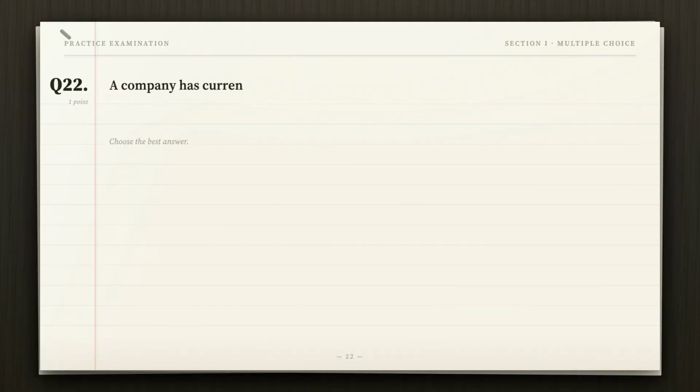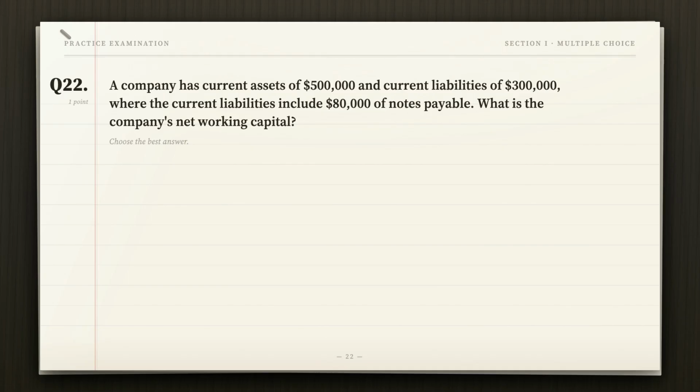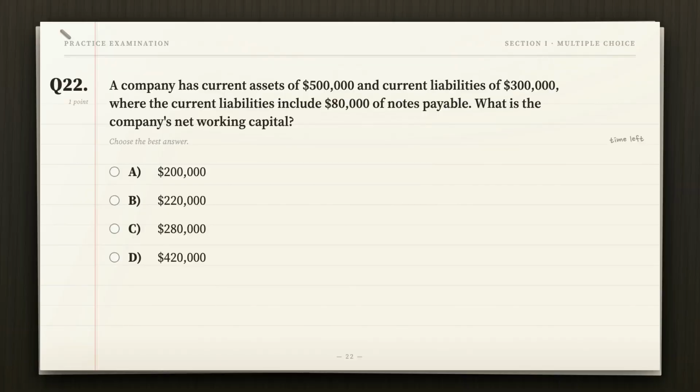Question 22. A company has current assets of $500,000 and current liabilities of $300,000, where the current liabilities include $80,000 of notes payable. What is the company's net working capital? Your options are A, $200,000, B, $20,000, C, $280,000, D, $4,500. Which would you go with? Lock it in before the reveal.